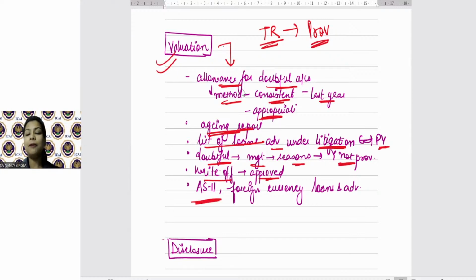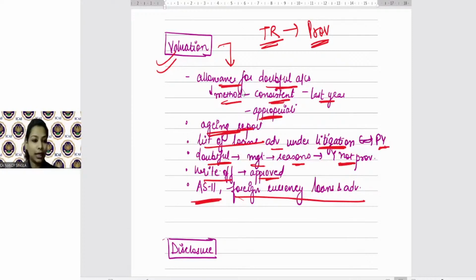And AS 11, foreign currency loans and advances. So look at the effects of changes in foreign currency: if any of the loan or advance has been given in foreign currency, whether that is restated at the local currency in terms of AS 11. AS 11 is what, the effects of changes in foreign currency.